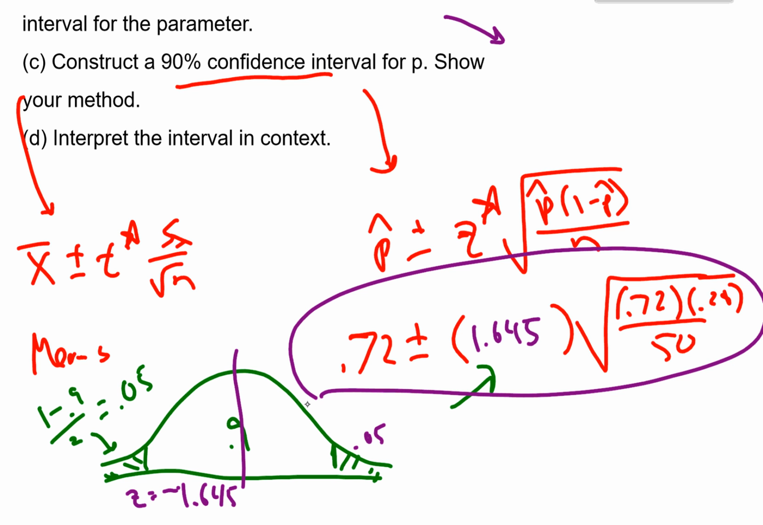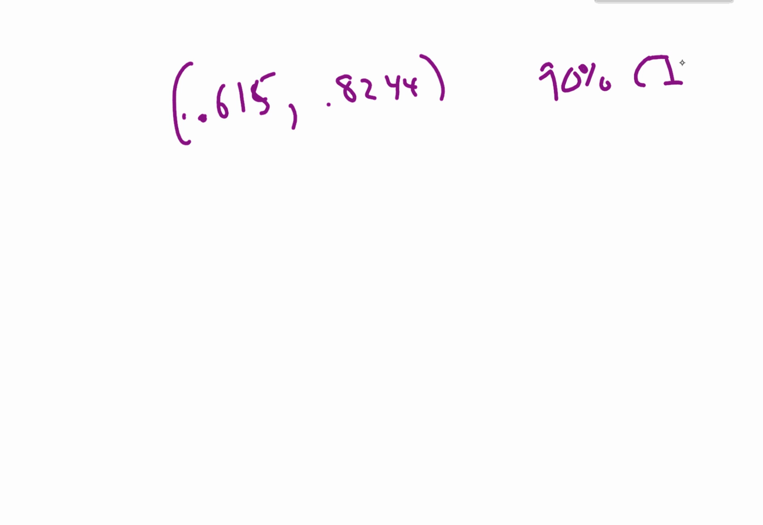So let's go to a new page and write out what the answer is going to be. If you do the calculation, you'll get 0.615, about that, might round differently depending, and then over here up to 0.8244. So this is the 90% confidence interval. We can interpret that by saying the following. We are 90% confident that the true proportion of students at Tanya's school who want to attend the prom is somewhere between 0.615 and 0.8244.